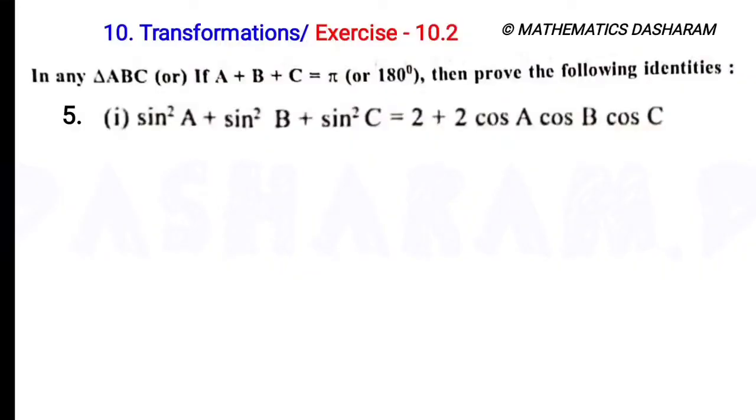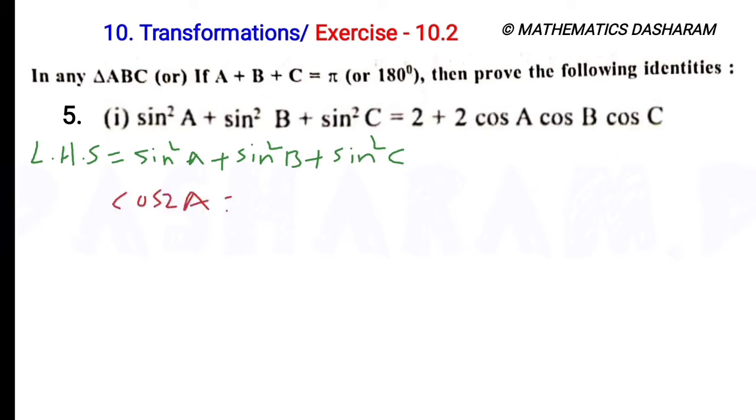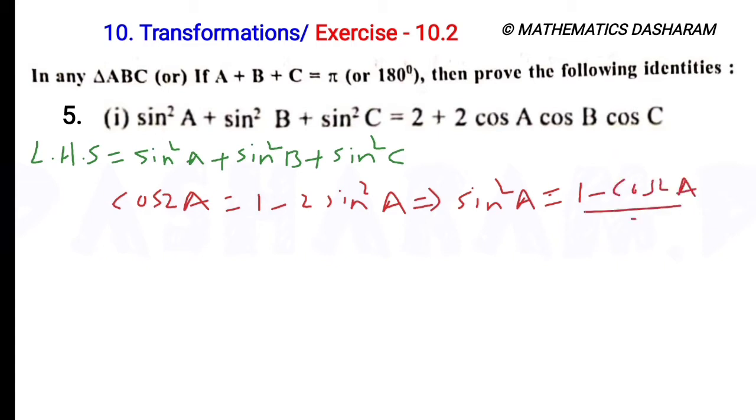Fifth bit, first problem: sin square A plus sin square B plus sin square C equals 2 plus 2 cos A cos B cos C. So we know the cos 2A formula is 1 minus 2 sin square A. From this, the sin square A formula is (1 minus cos 2A) divided by 2.